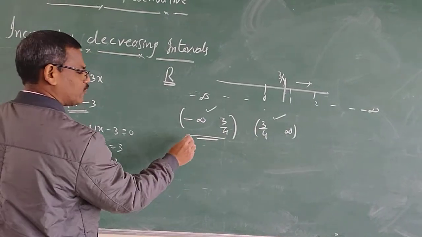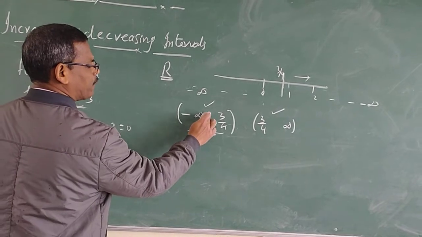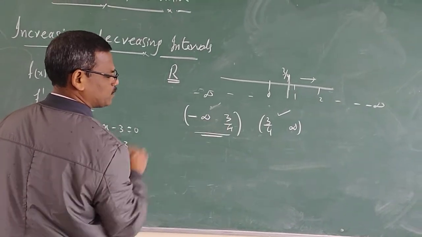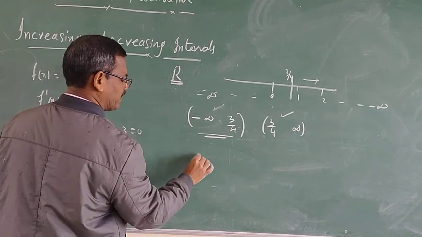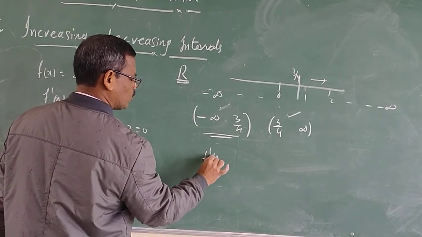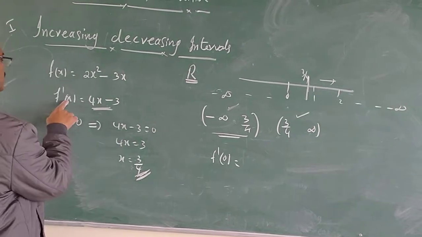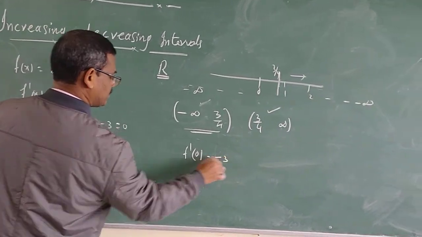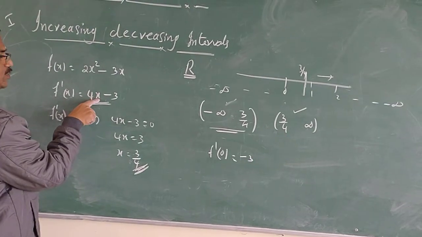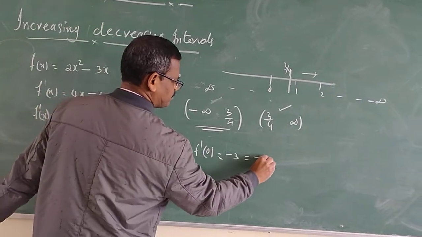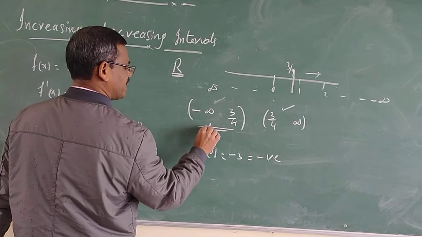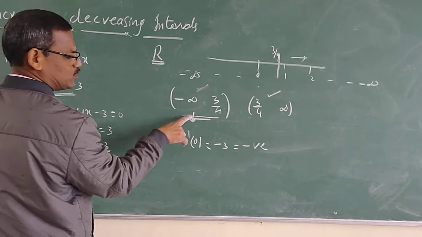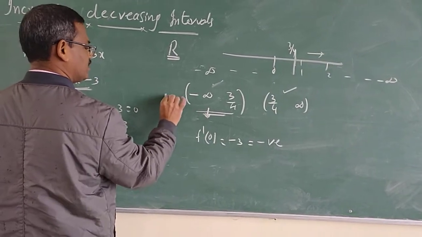And for checking that, let me take a point of this interval. What will be a point of this interval? Say 0. 0 is the point here. And let me say f dash 0. What is f dash 0? Here is f dash x. So f dash 0 is minus 3. Because when I put x is equal to 0, we get minus 3. So it is negative. That means in this interval f dash x is negative. So this is a decreasing interval.